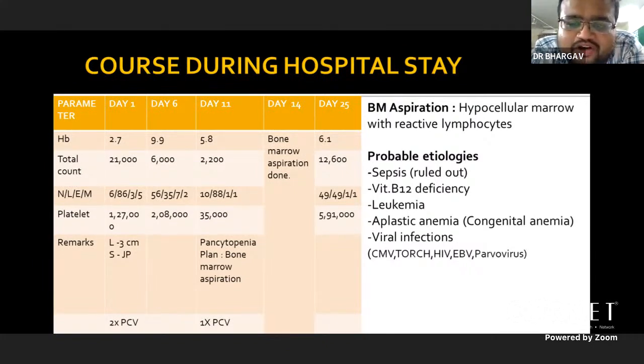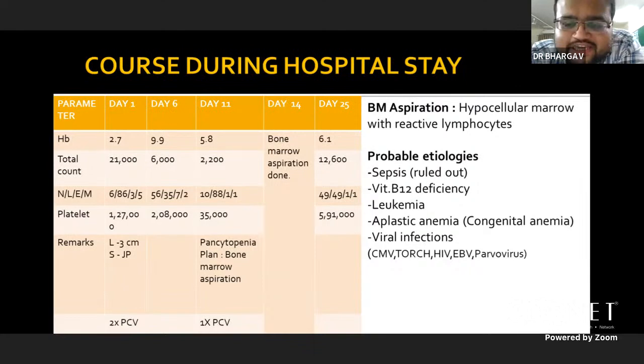of hypocellular marrow with reactive lymphocytes, which led us to the probable etiologies of sepsis, vitamin B12 deficiency, leukemias, aplastic anemias, and viral infections. From our investigations, we have ruled out sepsis, as blood culture, urine culture, and CRP, all the things were negative.